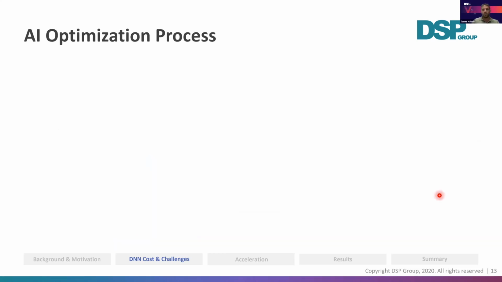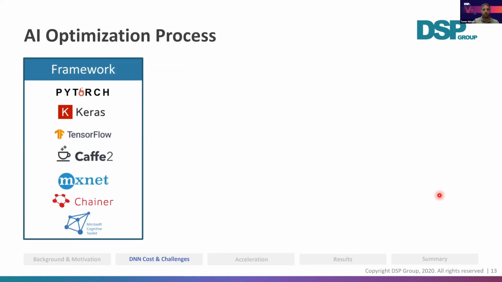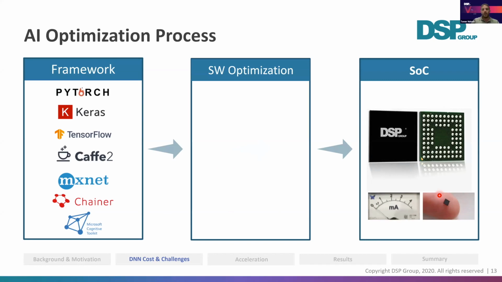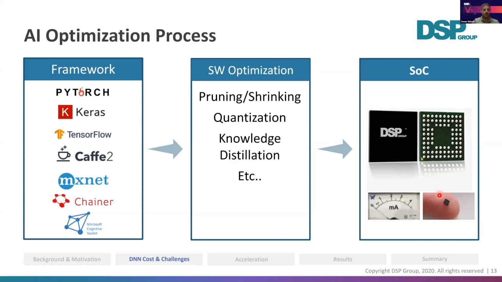The optimization process is quite similar. We start from the framework and wish to run the model on the SoC. And during the last years, there have been many works that present different types of software optimization. We have shrinking or pruning. Pruning is a process that sets low magnitude weights to 0, and shrinking removes certain parts of the network and by that shrinks the model. We have quantization, which can apply to both the data and the weights and represent them with fewer bits than the original representation. Knowledge distillation, etc. We have multiple software optimization types.